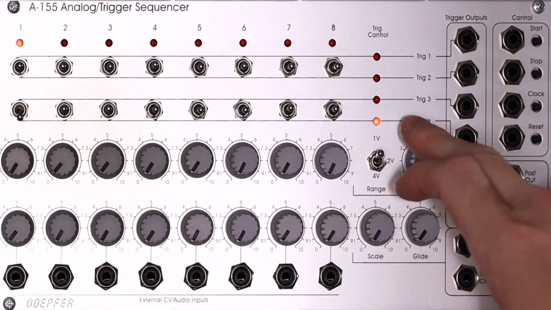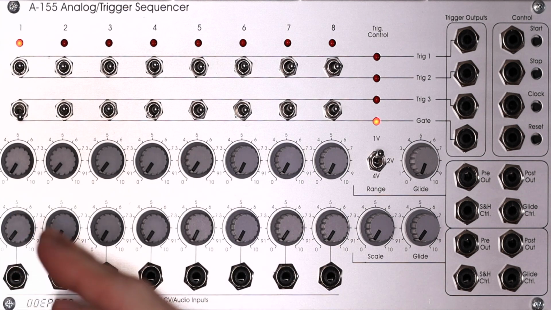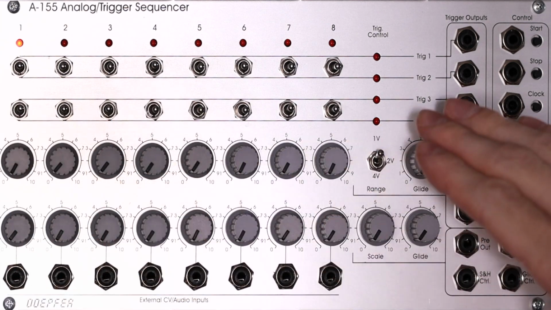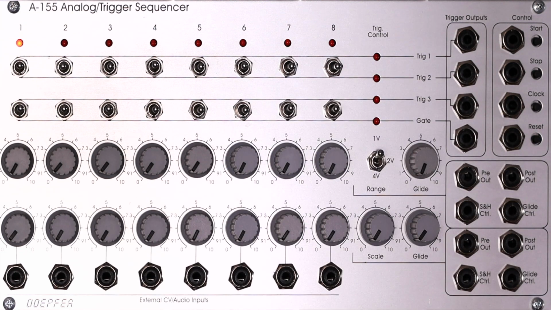Lowest position will give a gate signal at the output. And the gate signal is as long as a whole step. Middle position, no output at all when the sequencer passes that position.